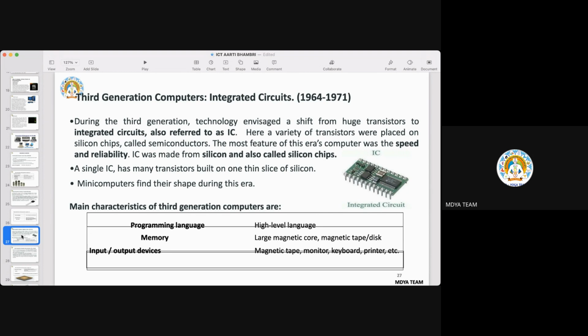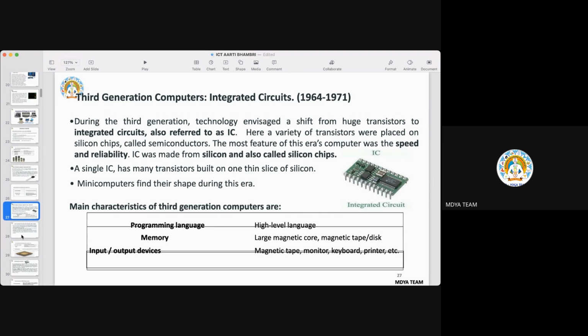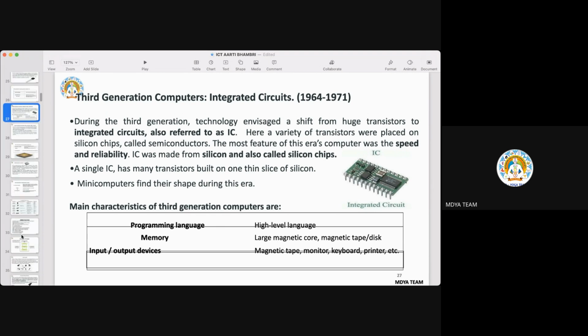You remember this. Now, what are the languages? High level languages were used from the third generation of computers. Memory is magnetic tapes, magnetic core, and magnetic disk, the CD and all. And input output devices are magnetic tape and monitors. Now monitors, keyboards, and printers came into existence.